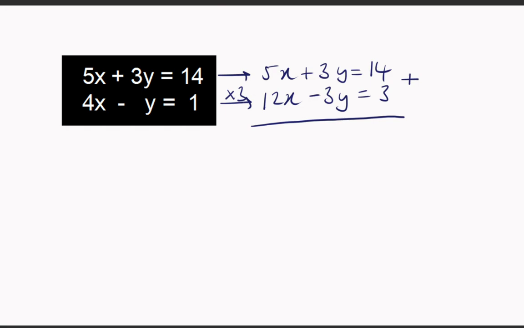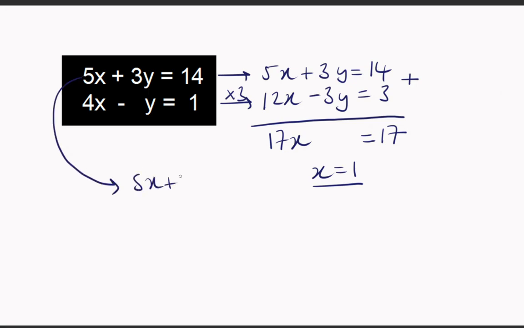That's the rule. So 5x plus 12x is 17x. 3y minus 3y is nothing. And 14 plus 3 is 17. So we can see from this that x must be equal to 1. Now go back and choose one of the equations. Okay, I'm going to use the top one actually. But it doesn't matter which one you choose.